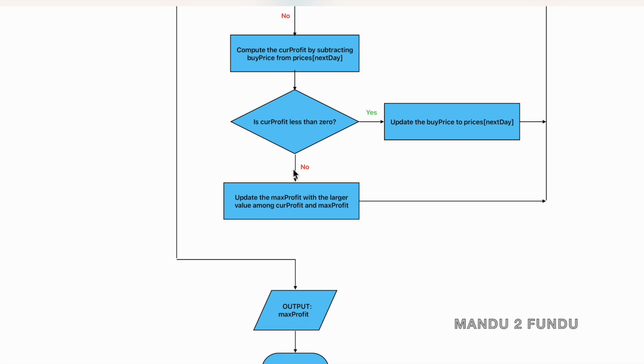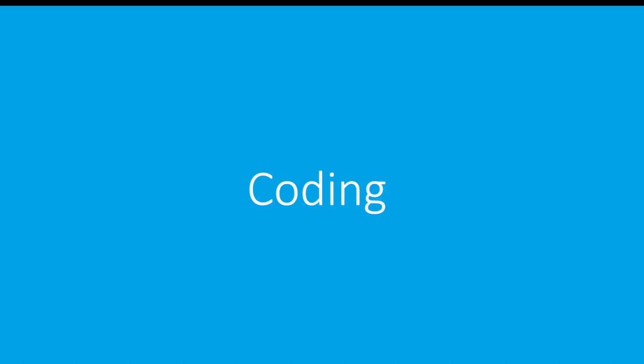If there is a profit, then we compare that currently computed profit with the maximum profit we have seen so far. Whichever is greater, we update the max profit and then continue the loop. This will go on until we process all the elements in the array, and then we finally come out and return the maximum profit. Let's move on to coding.